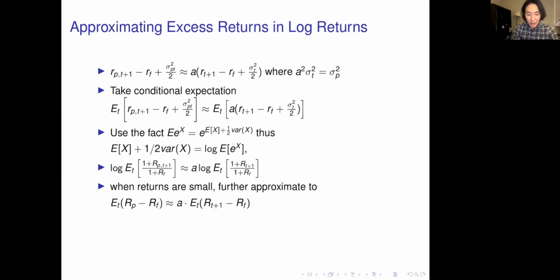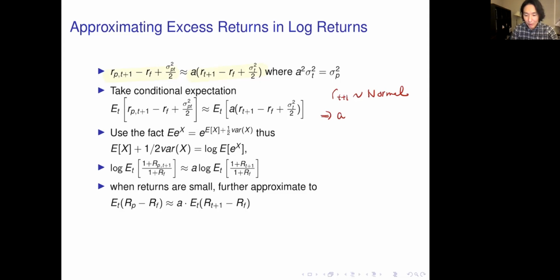In other words, the left hand side is the excess return on the portfolio, which is simply A, the portion you put in the risky asset, times the excess return on the risky asset. Now you can take the conditional expectation, and now what do we get? Because we assume that r t plus 1 was a normal random variable. Okay? So this was the normal random variable, right?